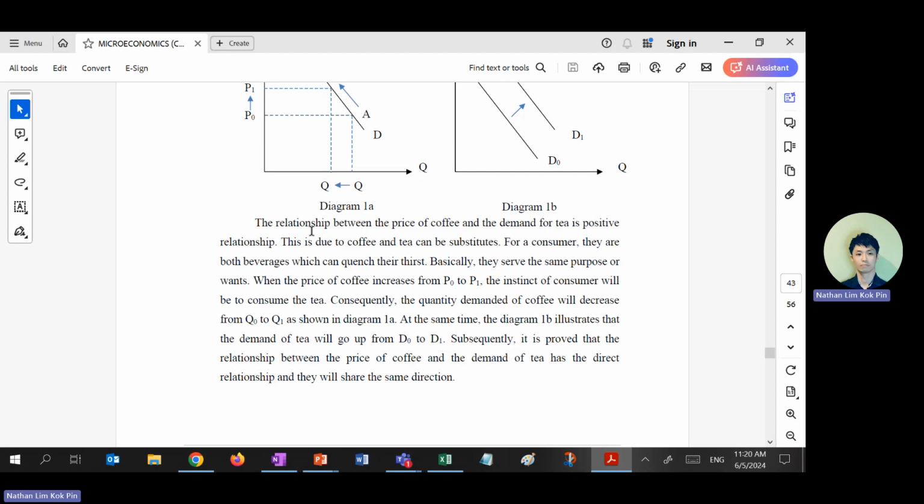What is this actually? For consumers, they are both beverages which can quench their thirst. What is this? Nothing to do with it. What is this? The definition: satisfy the same wants or needs. Make sense?